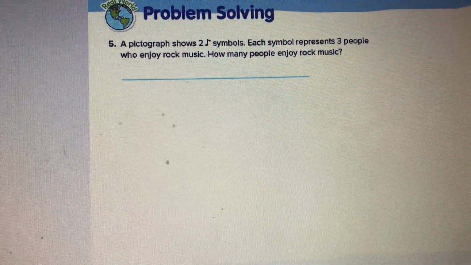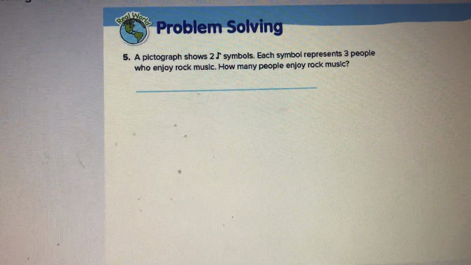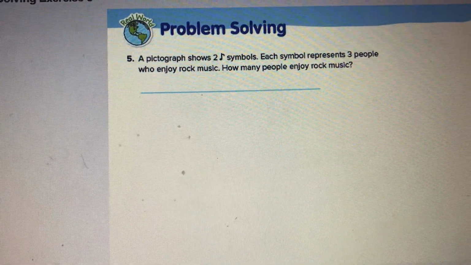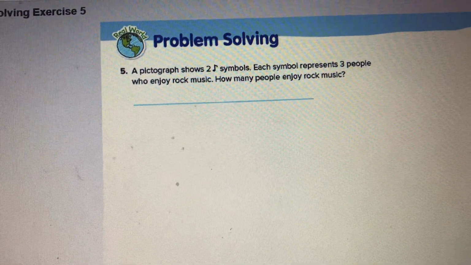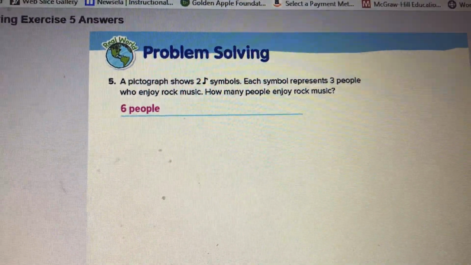All right, pictograph shows 2 music symbols. Each symbol represents 3 people who enjoy rock music. How many people enjoy rock music? This is just a word problem that you can figure out probably pretty easily by multiplying 2 times 3. Okay, 6 people.